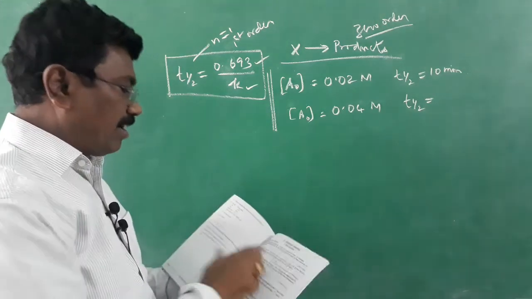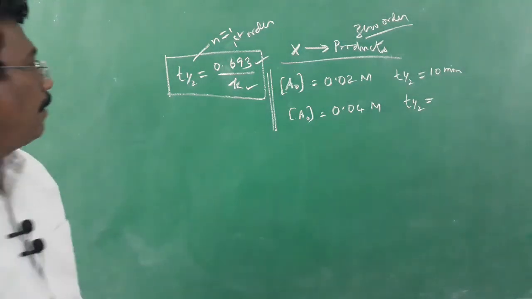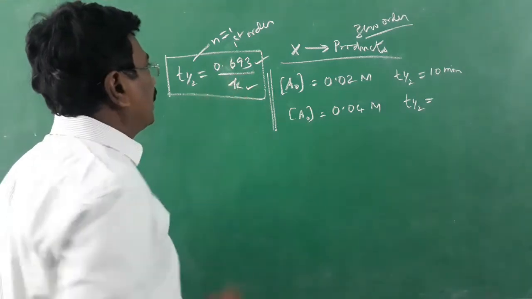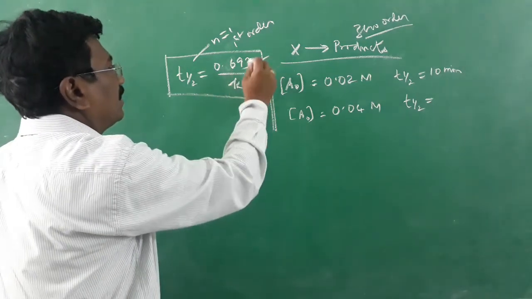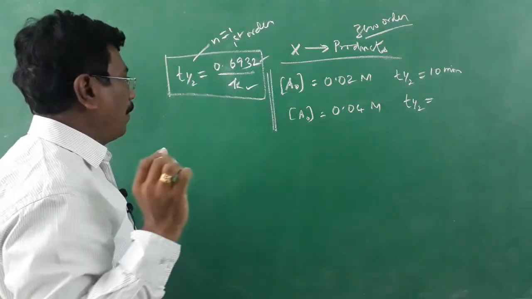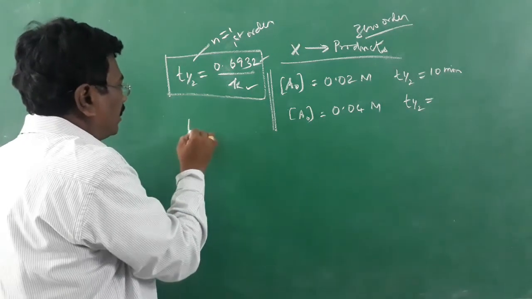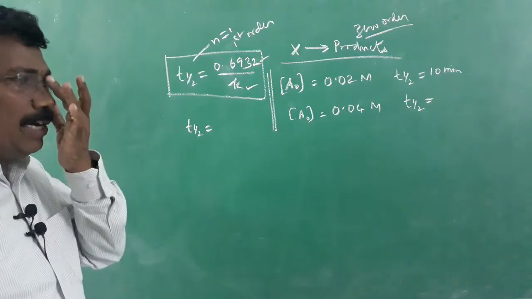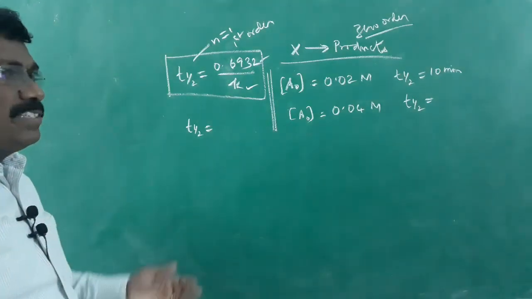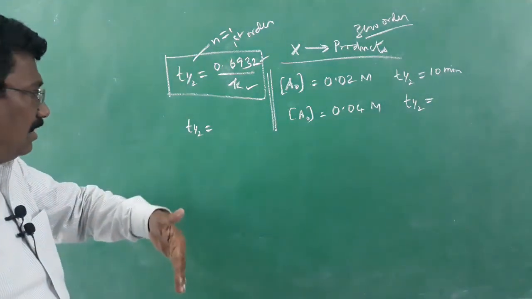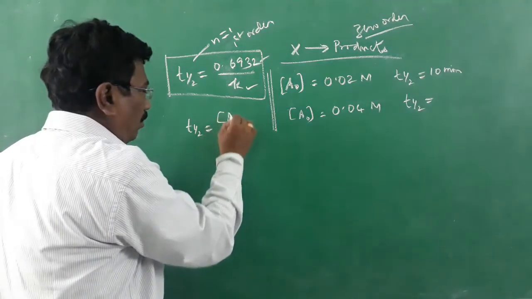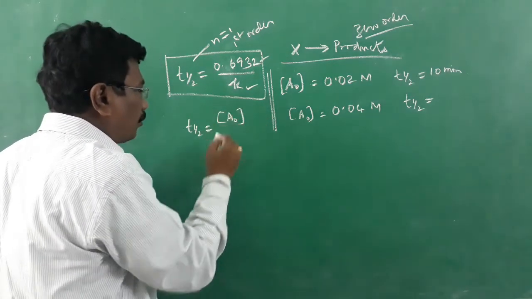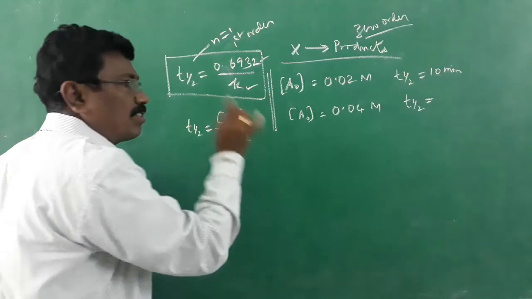Question number 2, a zero order reaction. They have started a zero order reaction. Alright. For a zero order reaction, the half-life period depends upon the initial concentration. In what way does it depend? It is directly proportional to the initial concentration, divided by 2K. This is how it comes.